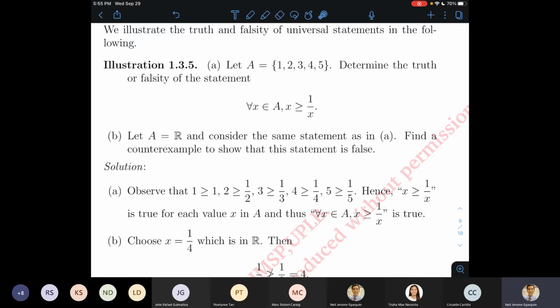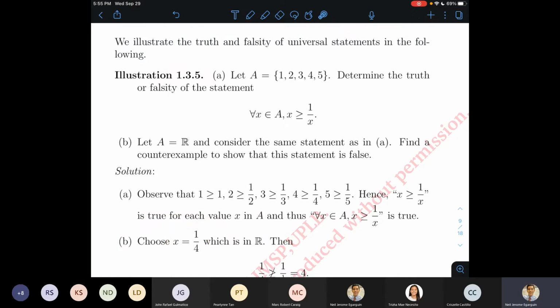Okay. However, when we enlarge the domain, as was done in example B, the domain was now set to the set of real numbers. Mahirap exhaustively i-plug in lahat ng real numbers, but luckily, if you are clever enough, you can find one value for x for which the statement becomes false. And as the illustration suggests, we can take x equals 1/4. Because when we plug in 1/4, we will have 1/4 greater than or equal to 1 over 1/4. But 1 over 1/4 is equal to 4. And this is false, right?